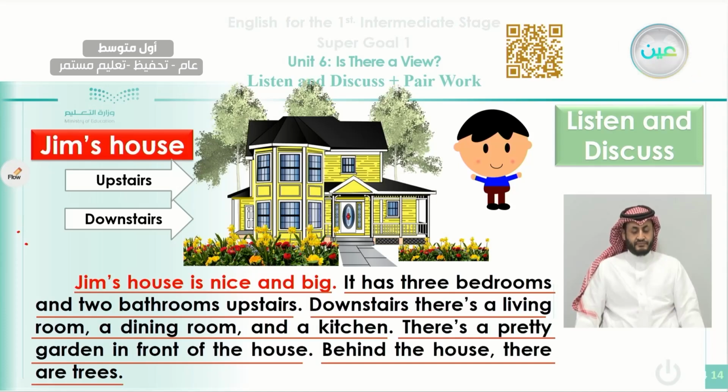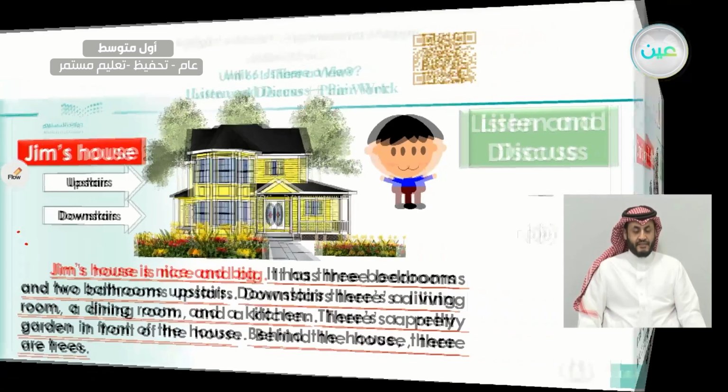Okay, this is Jim's house, and you can tell that it is a big house. It has an upstairs section and a downstairs section. Okay, there are flowers, there are trees. And as you can see here, also there is a kitchen, there is a pretty garden in front of the house, and there are some trees at the back side of the house.